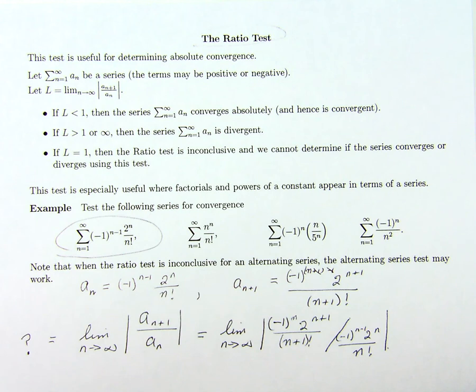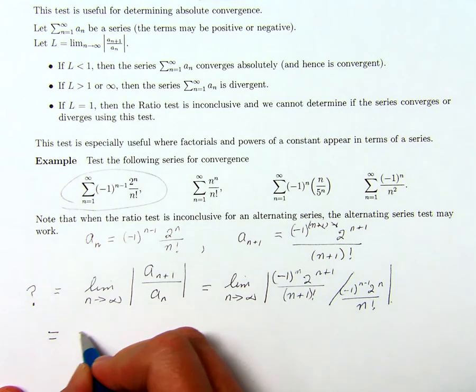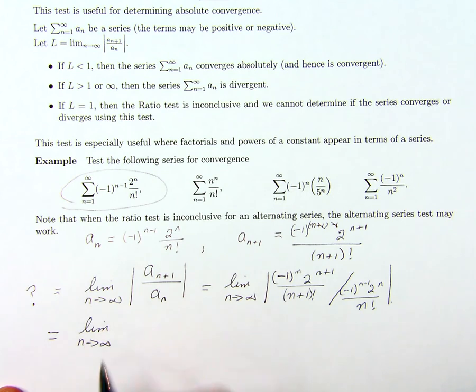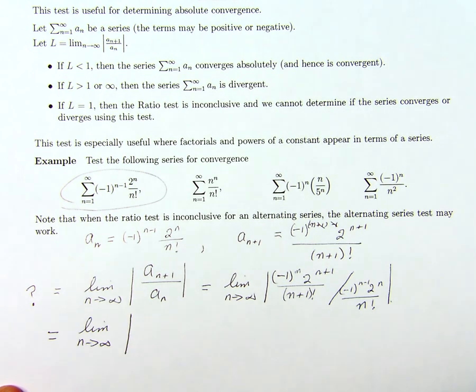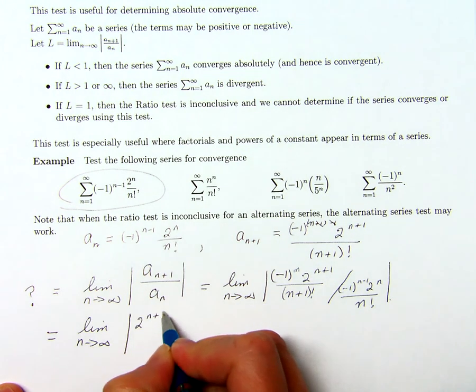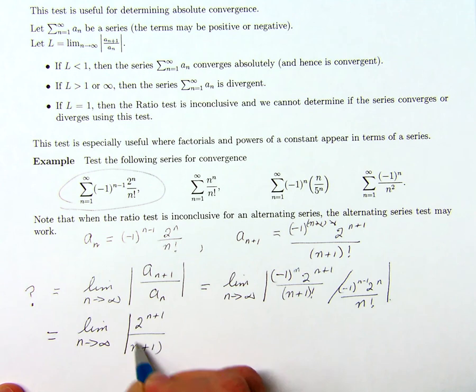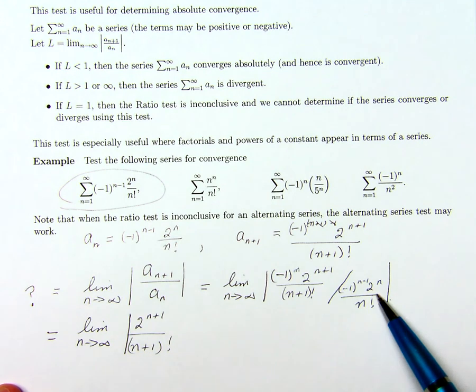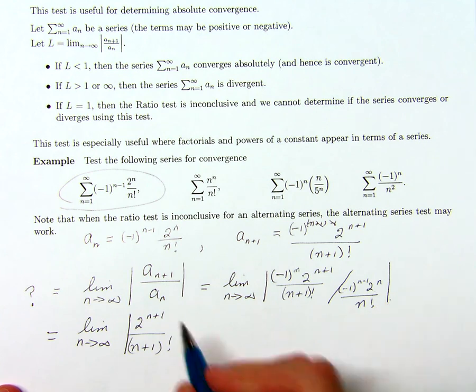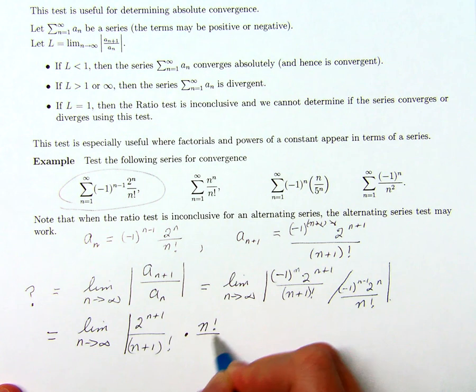Okay, I'm going to have a lot of cancellation here, and the first thing I can do is just disregard these minus 1 to the n's, because I'm taking absolute values here, so they can have no influence on the absolute value. They're either plus or minus 1, but they disappear with the absolute value. So this is equal to the limit as n goes to infinity, just disregarding the minus 1 to the n's, I have 2 to the n plus 1 over n plus 1 factorial, and it's divided by 2 to the n over n factorial. So I can invert this fraction, and I get n factorial over 2 to the n.